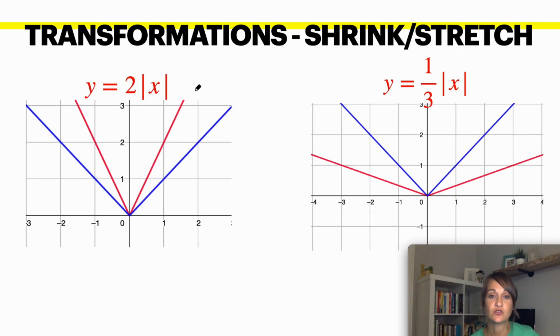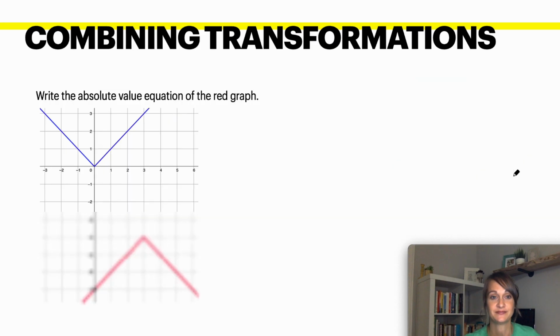There's two other types of transformations, a shrink and a stretch. And this is basically changing the slope. So instead of the parent function moving up 1 over 1, up 1 over 1, the 2 means that you move it up 2 over 1. And in this case, the 1/3 is a slope where you move it up 1 over 3. It actually changes the slope of the absolute value graph.